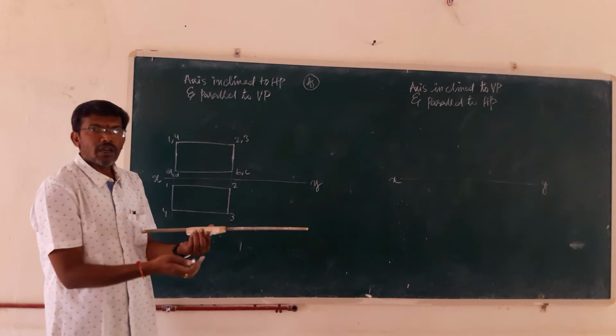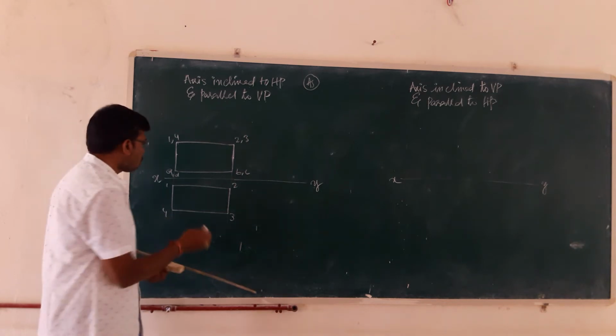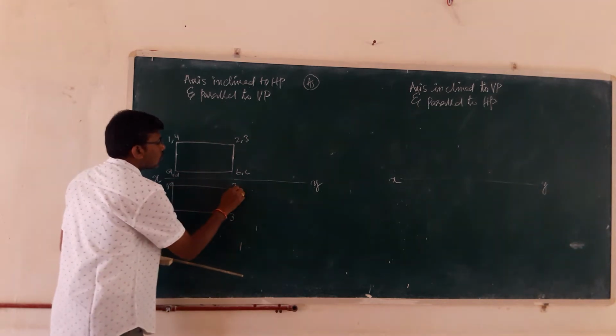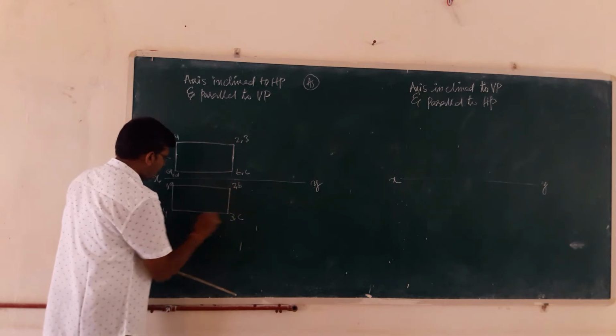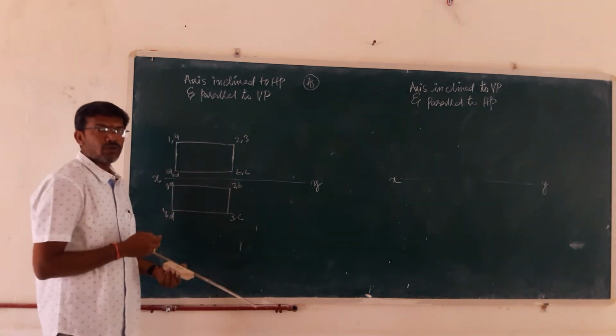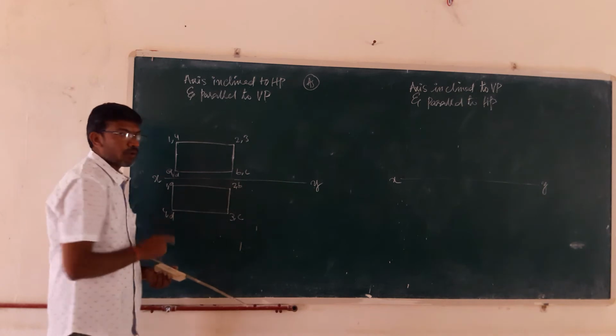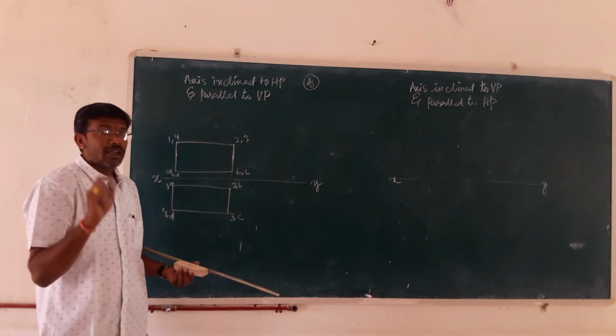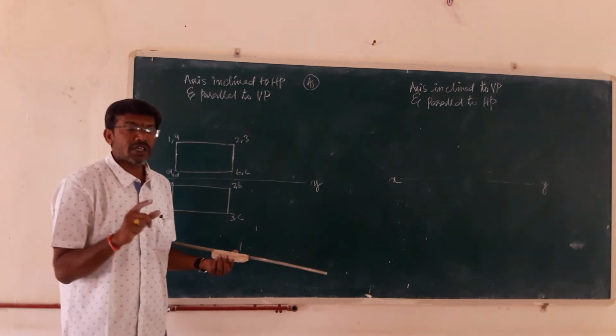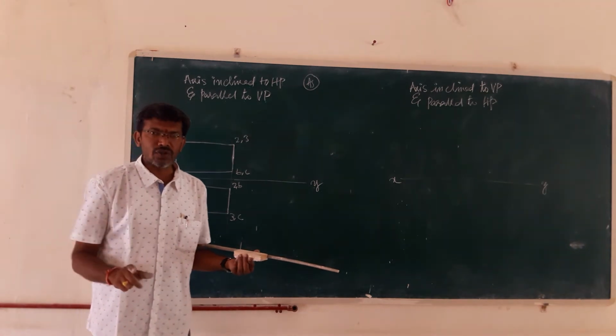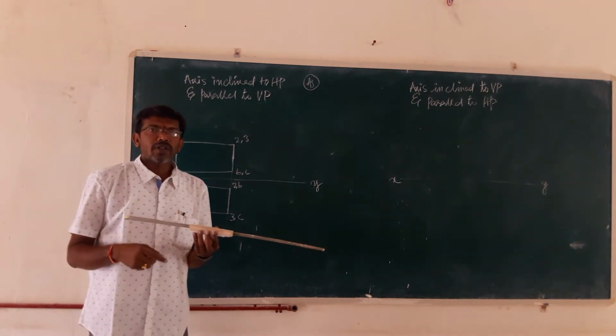And what about the bottom points? 1 comma A, 2 comma B, 3 comma C and 4 comma D. So these are the points that you have to mention immediately after drawing the projections, otherwise it makes you very confused, right? What about the next condition?